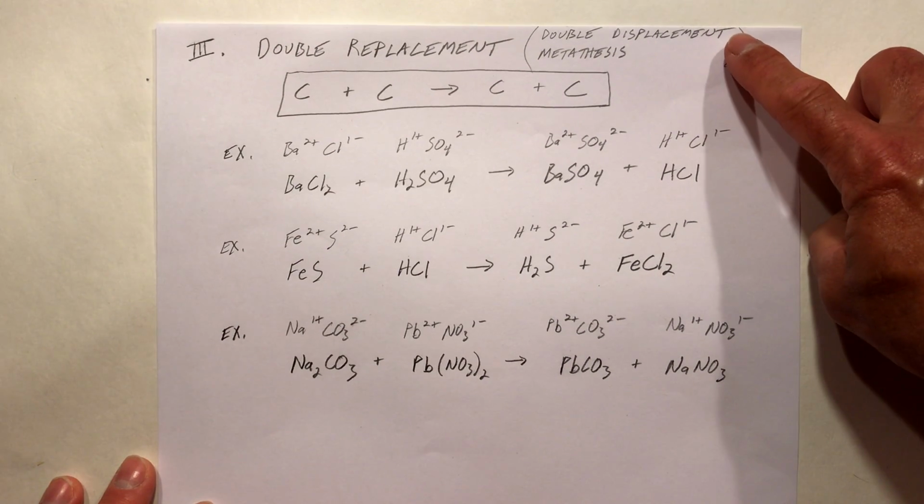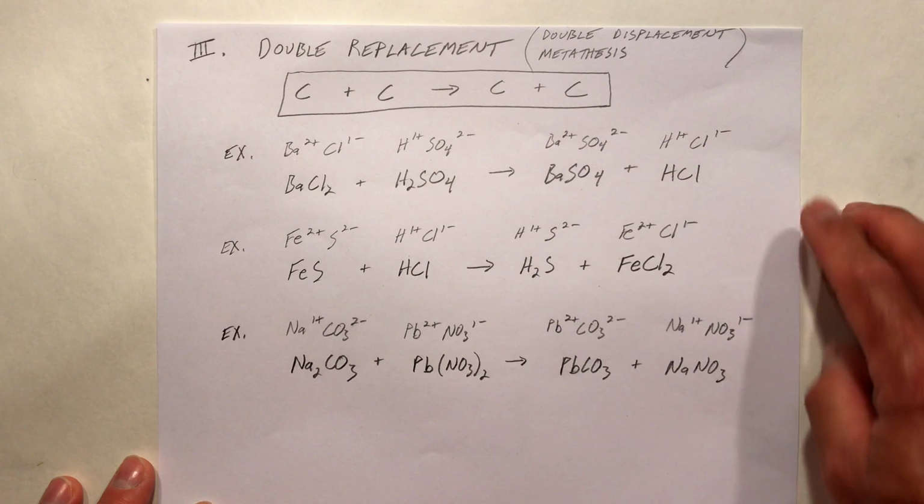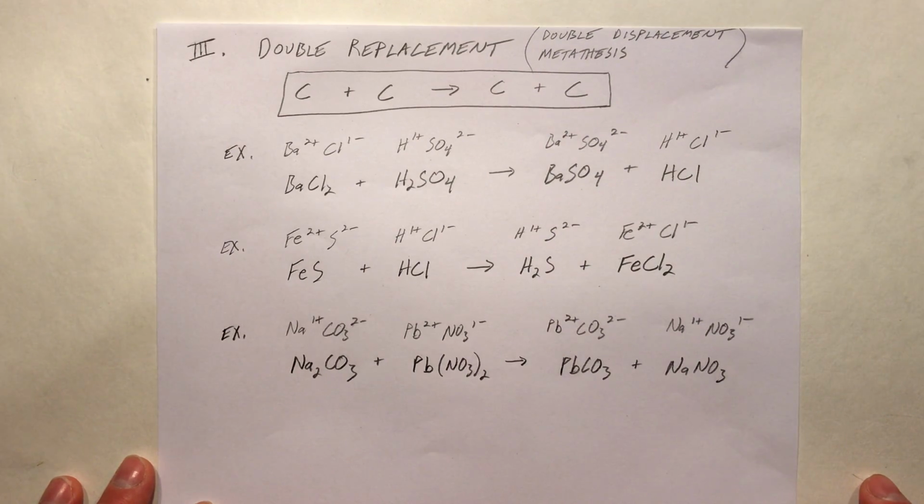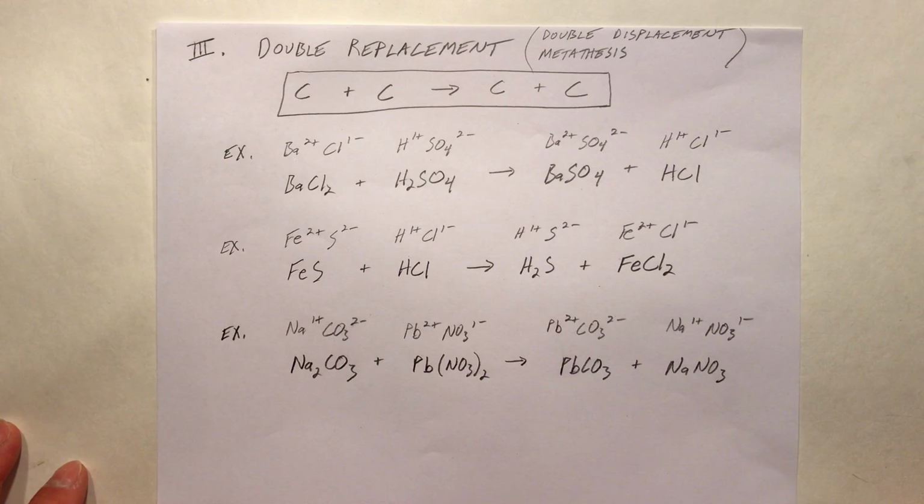Sometimes this is referred to as double displacement, and sometimes metathesis. Metathesis is a Latin term that means transposition. So when you take two things and switch the order of them or change them around, that's transposing.